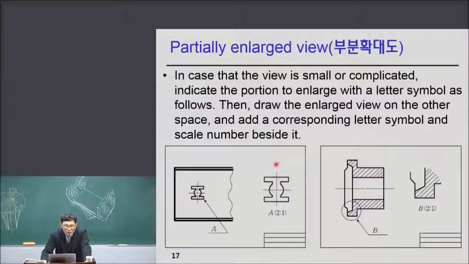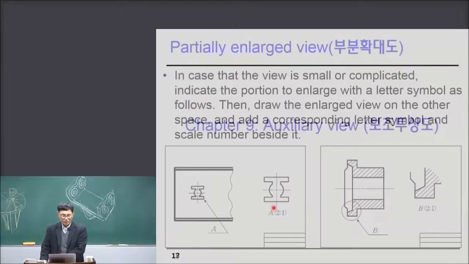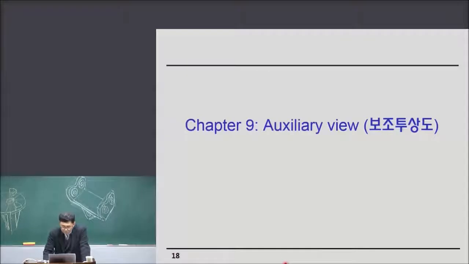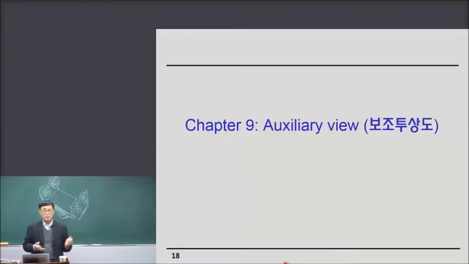But in dimensioning, the number should be 10, right? Real number of the part. So the real length of the part has to be written here, even if it is enlarged view. Okay? All right. All right. This has been the projection views for better drawings, right?